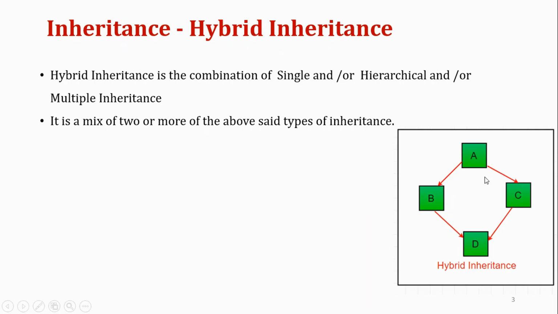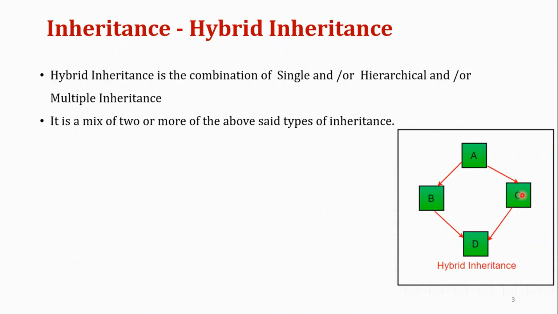Check out this example diagram. Class A is inherited to class B and C, and class B and C are inherited to class D. If you take the upper part, A, B, C alone, ignoring class D, considering only classes A, B, C, it is the hierarchical inheritance, where a single class is inherited to more than one derived class.